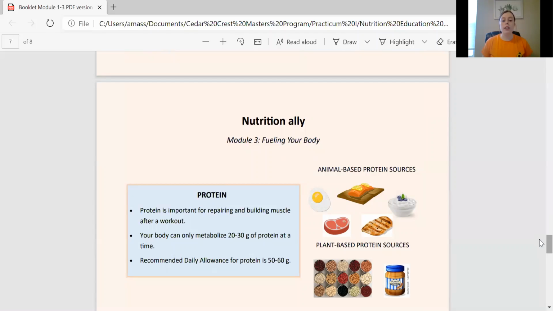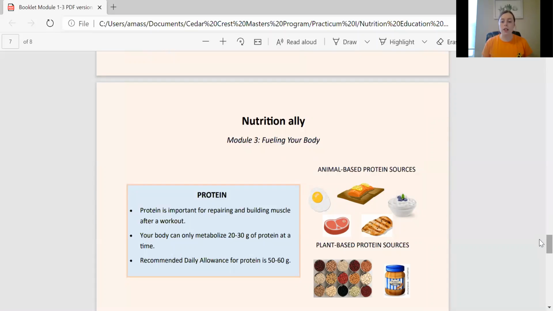So really trying to limit protein to 20 to 30 grams at one meal or one snack is really crucial. And the recommended daily allowance for protein intake is really only 50 to 60 grams per day. So just something else to keep in mind.